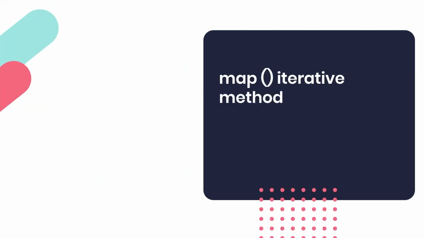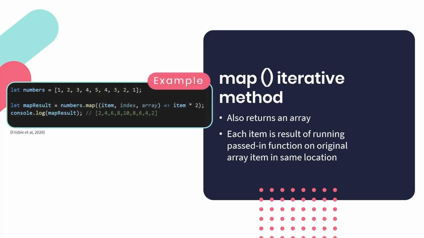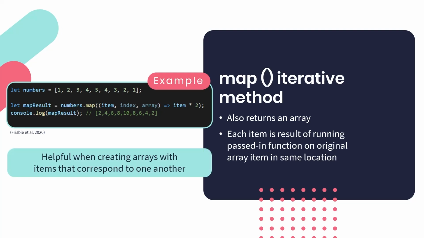The map method also returns an array. Each item in the array is the result of running the passed-in function on the original array item in the same location. For example, you can multiply every number in an array by 2 and be returned an array of those numbers, as shown here. The code in this example returns an array containing the result of multiplying each number by 2. This method is helpful when creating arrays with items that correspond to one another.